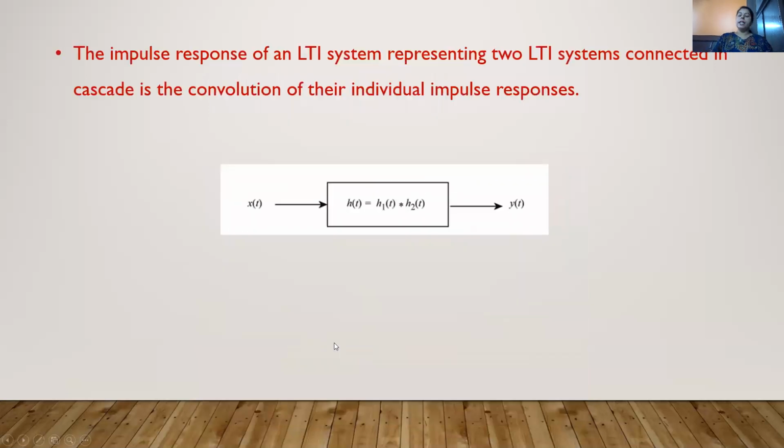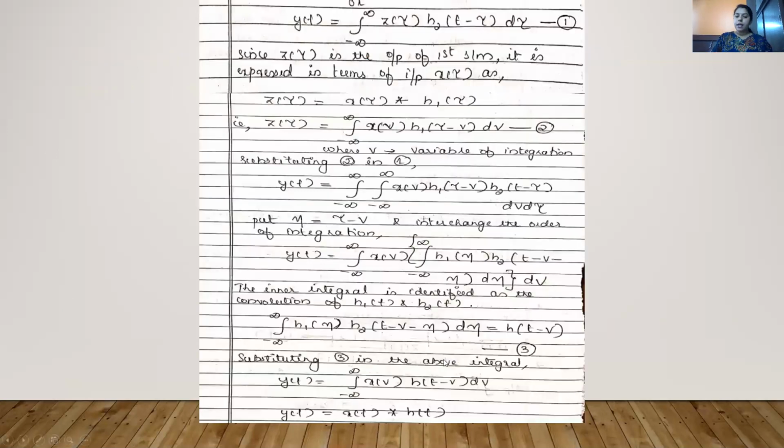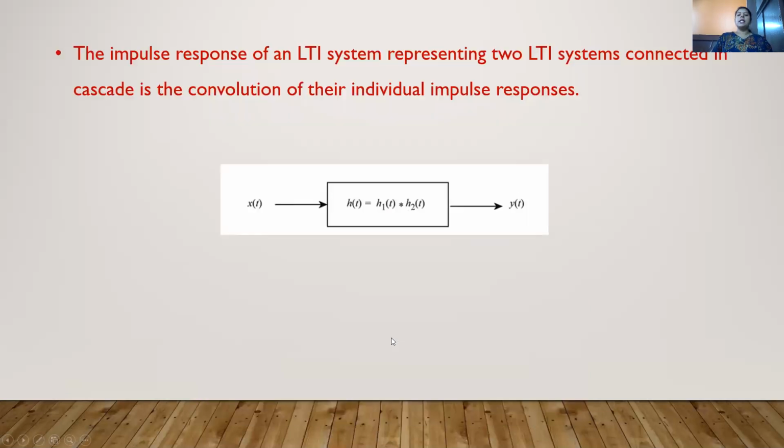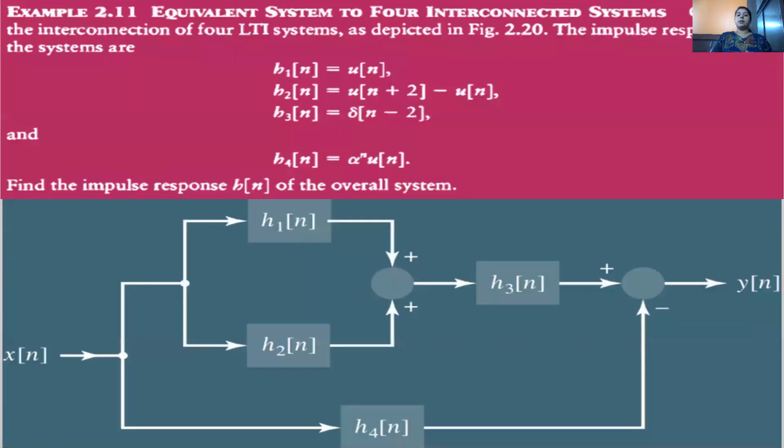Previously, if we wrote it in terms of parallel connection, we got that the overall response is the sum of the individual responses. But from here, we saw that this equation is in the form of convolution integral. That is, if you are connecting two systems in cascade, the overall response will be the convolution of their individual responses. So we discussed both the interconnections, that is cascade connection and parallel connection of LTI systems. We will see some problems from this part.